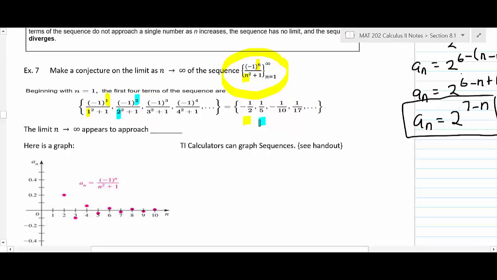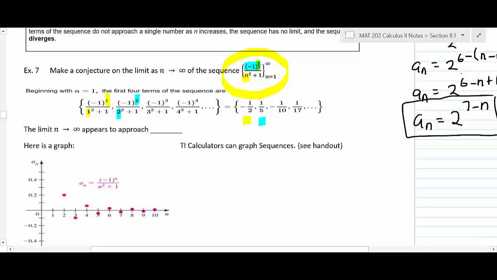All right. Now, this is an alternating sequence. Now tell me what made this alternating in the formula. That's important. What piece of that? The negative 1 to the n, right? That's important. When you see that, that's going to tell you that the signs are alternating.